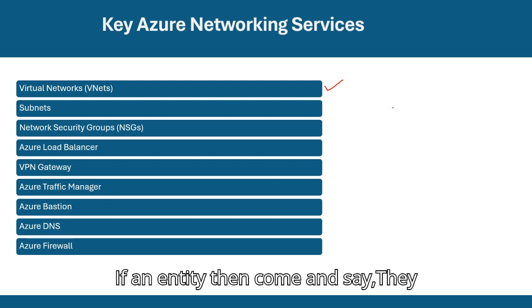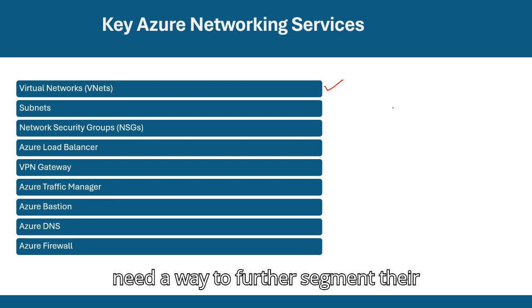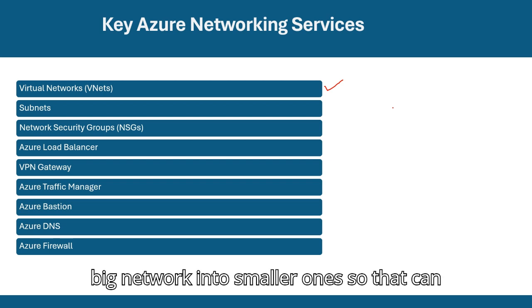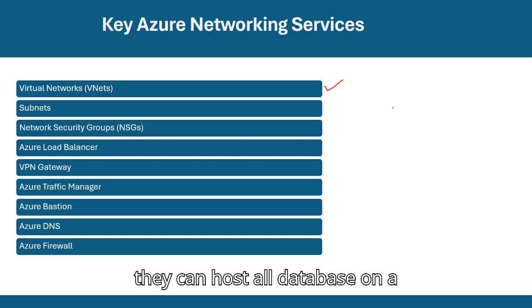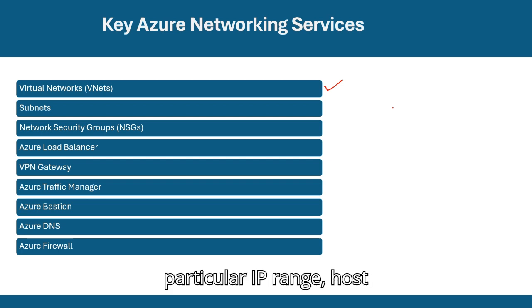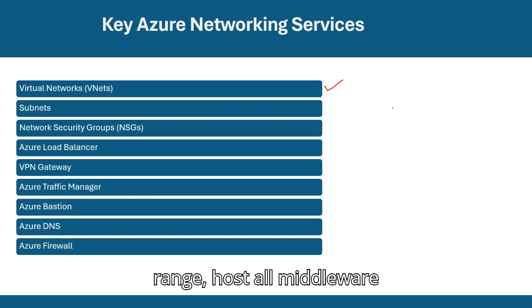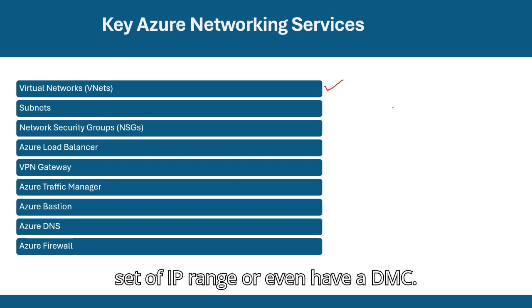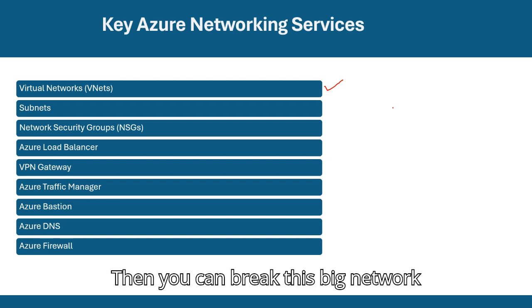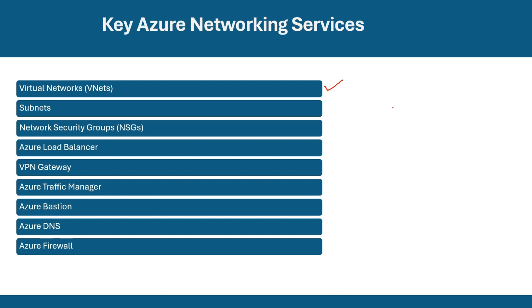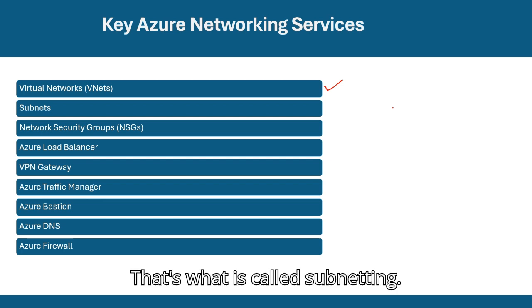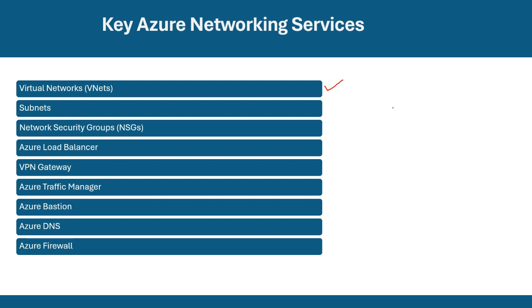So if an entity then comes and says they need a way to further segment their big network into smaller ones so that they can host all databases on a particular IP range, host all applications on another set of IP range, host all middleware or web servers on another set of IP range, or even have a DMZ, then you can break this big network into smaller ones. That is what is called subnetting. So that's where subnet comes in.